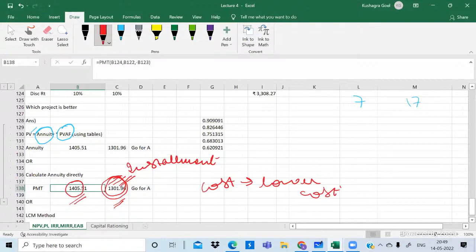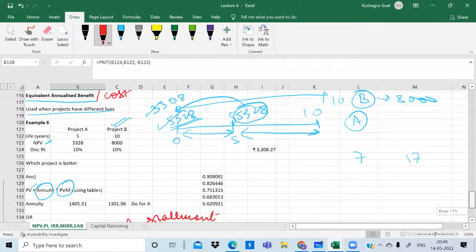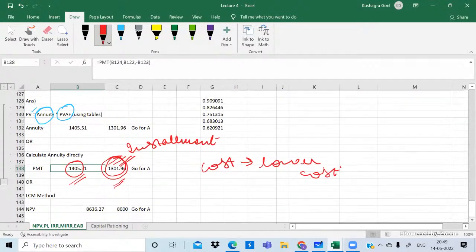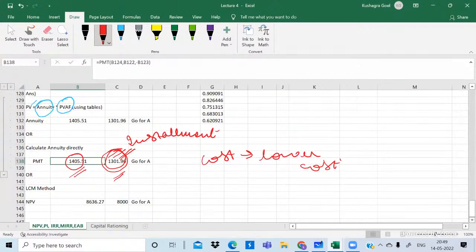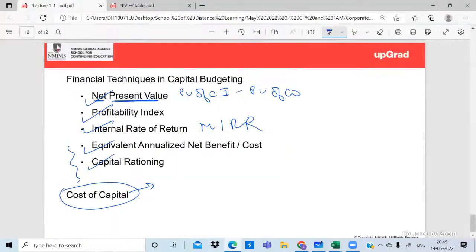Any doubt with this method? Equivalent annualized benefit or equivalent annualized cost? Before we look at capital rationing. Yep. Any questions on this? So we are done with this one also. So we are left with capital rationing and cost of capital. Can we move to capital rationing? Any doubt till here? Okay, then let's look at capital rationing.